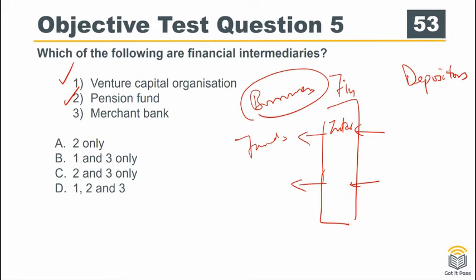Third, the merchant bank. Yes, it is a financial intermediary. A merchant bank is not just an advisory institute. It also manages the funds flow, like investment banking, between individual investors and the organizations that would like to have money invested in their business. So here, the answer is D, 1, 2, and 3.